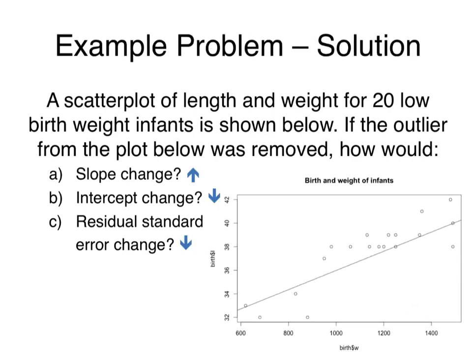So the slope would increase because the outlier that was artificially decreasing the slope is removed. The intercept would decrease because the line is becoming steeper, which pulls down the left side of the line.